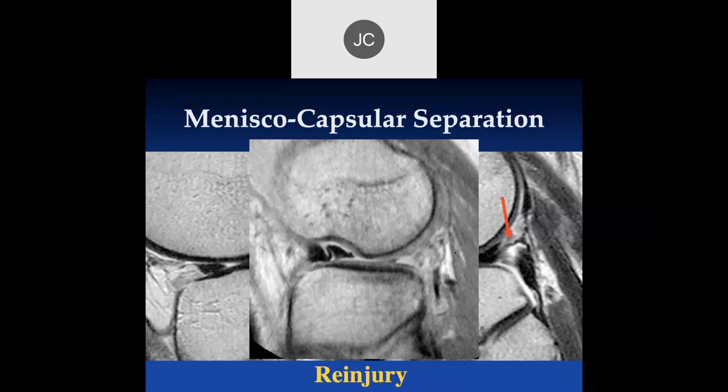So this was a weakened meniscus. With this injury, it tore and completely displaced. So now the peripheral attachments are all torn back there. Okay.